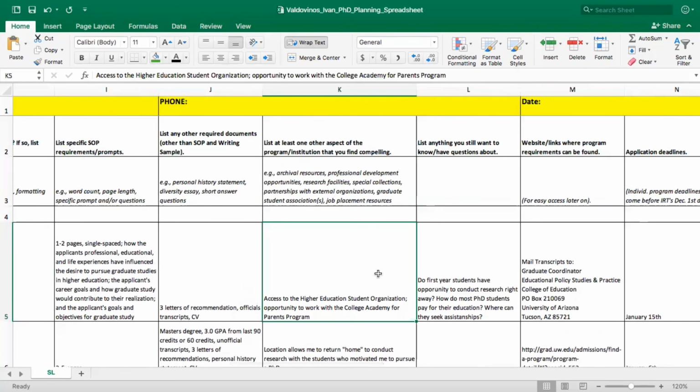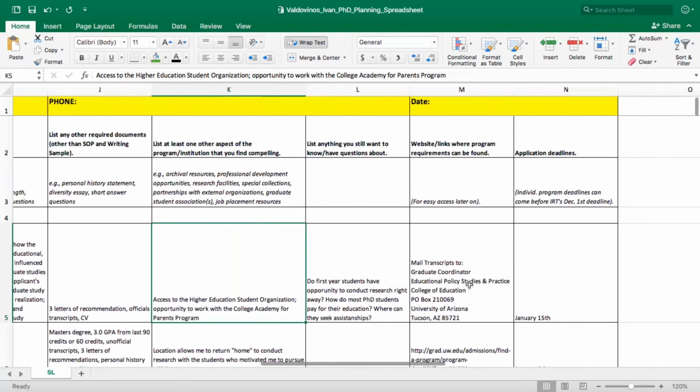Another reason why I chose to apply to this program was because they had access to the higher education student organization. They had opportunities to work with this program called College Academy for Parents Programs, because I was also interested in family engagement, and obviously in terms of how that helps with college going processes and development, things like that. So I wrote about that.